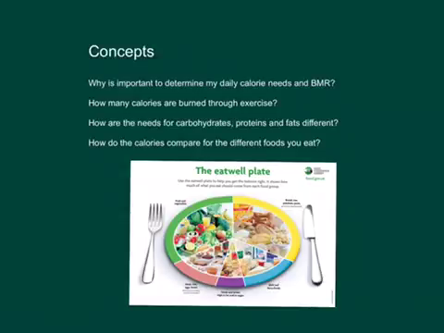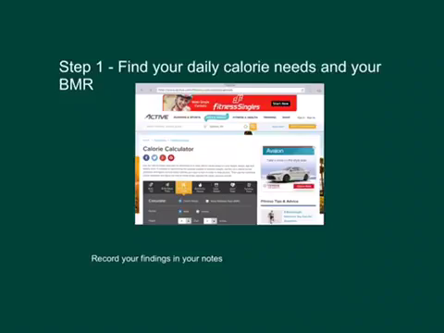For today's lesson, there's no new vocabulary because we've covered most of the vocabulary in other lessons. So today we're going to focus on concepts and determining our daily calorie needs, or BMR, basal metabolic rate, calories burned through exercise, looking at our needs for the different nutrients, and then also how many calories we need in relation to how many calories we burn. So today you're going to do a lot of computing for those different areas.